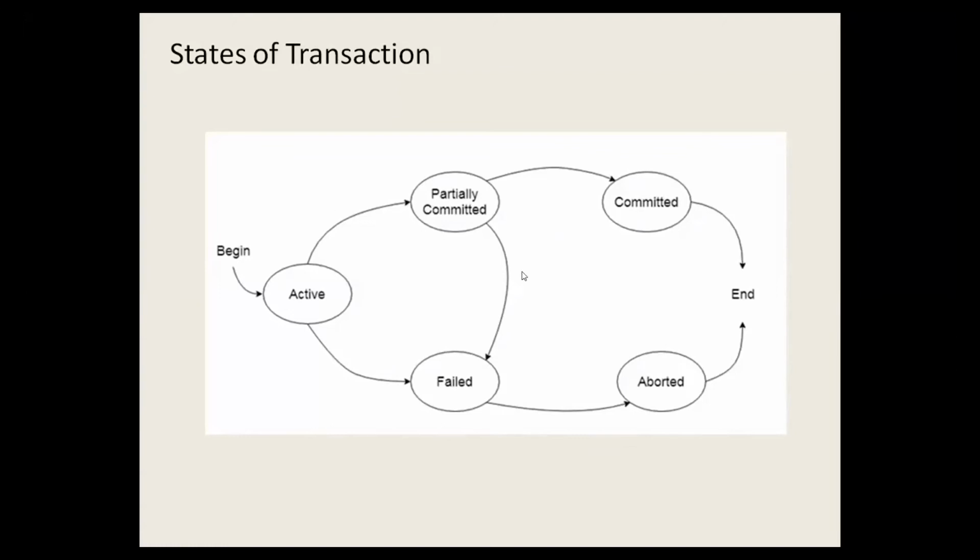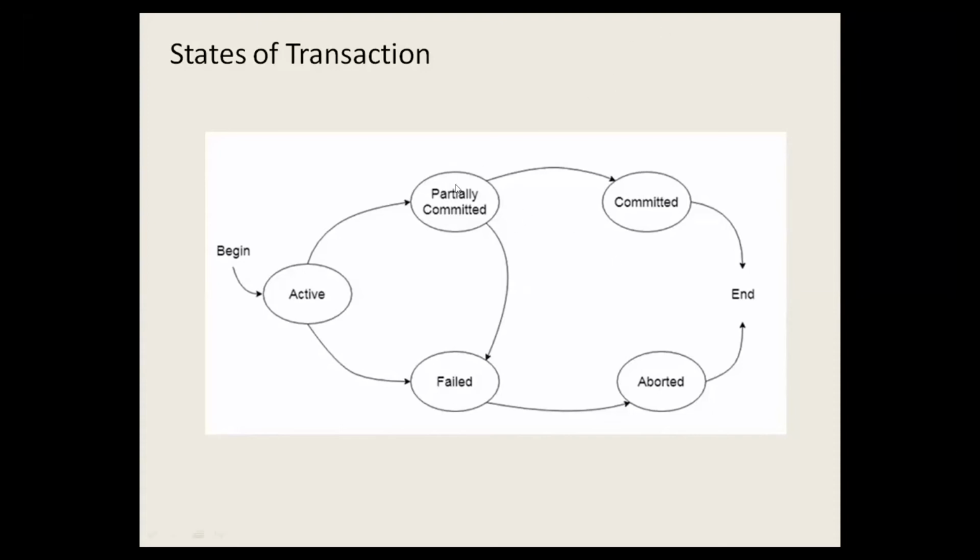And when you take the states of your process, you will have an active state, partially committed, failed state, aborted state, and committed state. So what is an active state? When you have a transaction that is in execution, you say that the transaction is in active state, right? So it will be in the execution phase, and no changes will be made to your database, right?